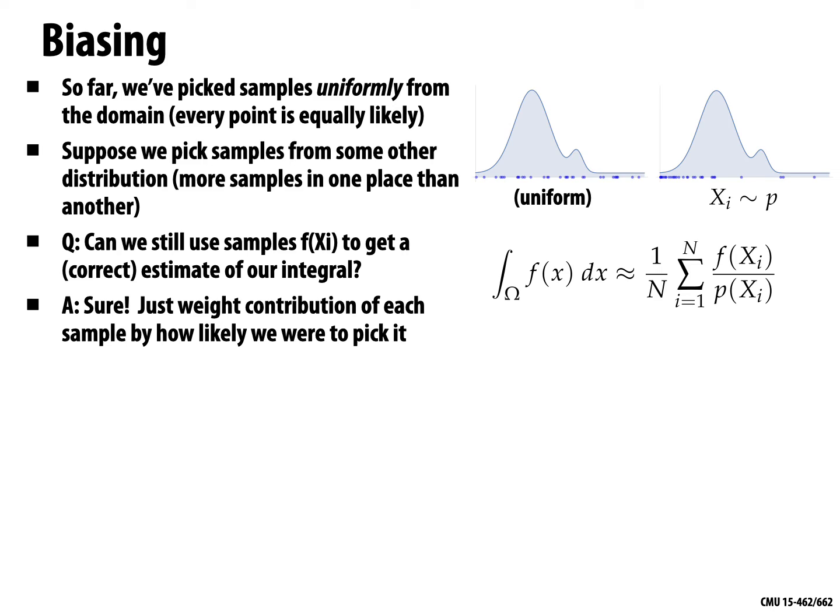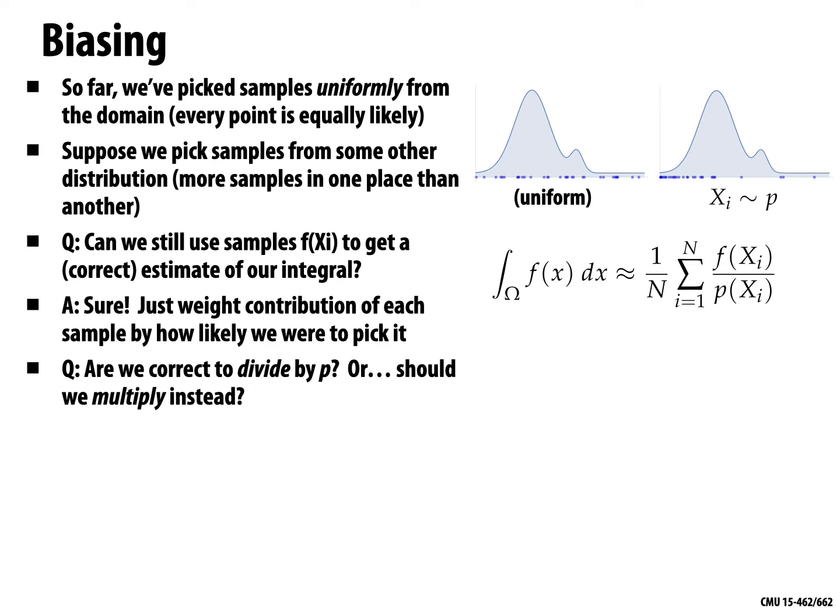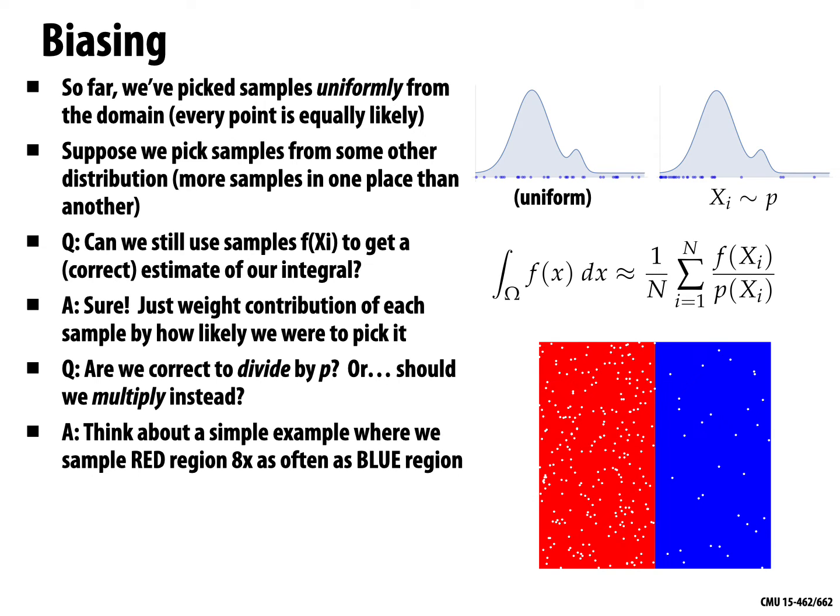This, again, might feel a little counterintuitive. Are we really doing the right thing by dividing by p? Why aren't we multiplying instead? P is how much we want to concentrate samples in a particular part of the domain, so why are we dividing rather than multiplying? Well, a good simple example to think about is, let's say we want to compute the average color in this square. The square is half red and half blue, so we'd think that the average value, the average color, should be some purple that's exactly halfway between red and blue.